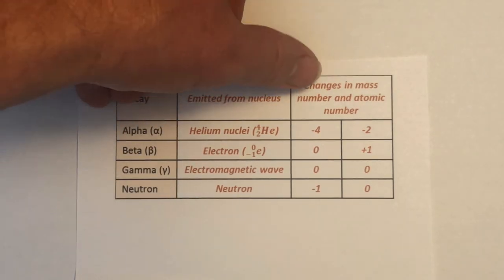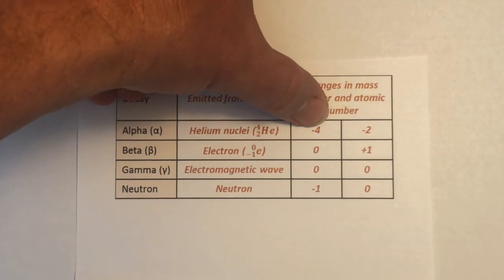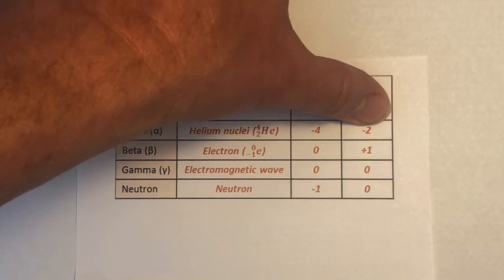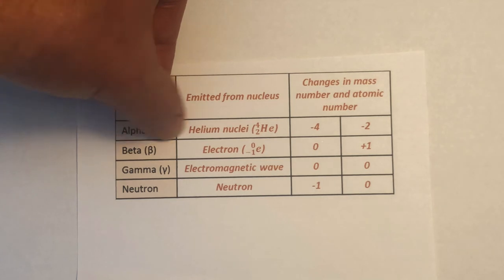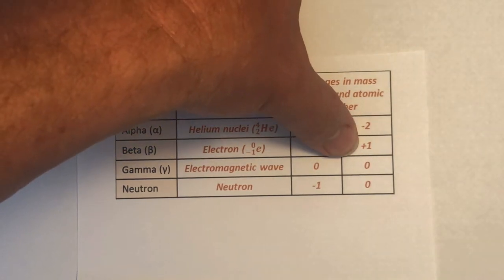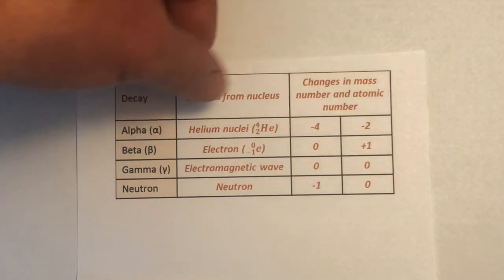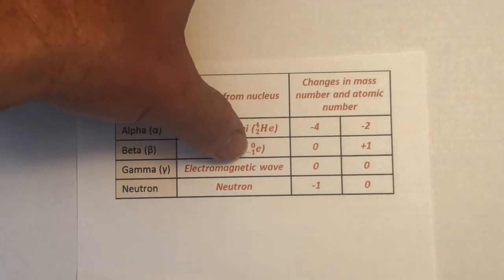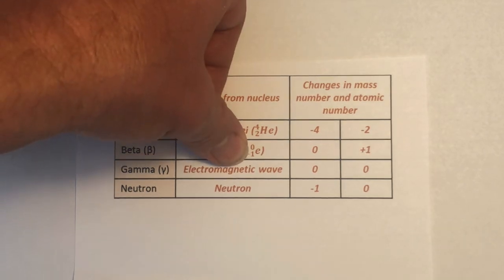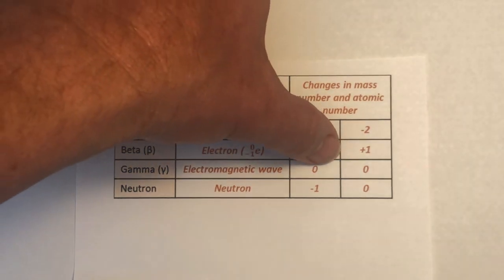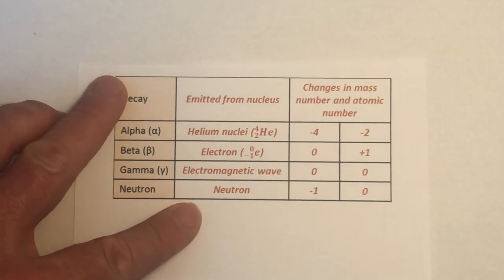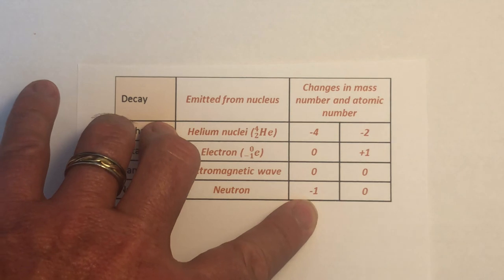Alpha, when it decays, the mass goes down by 4 and the proton number goes down by 2. Beta, the mass doesn't change and the proton number goes up by 1. Gamma is an electromagnetic wave. Because it basically doesn't weigh anything and it has no charge, it is 0, 0. When there's neutron decay, the only thing that really happens is the mass goes down by 1.